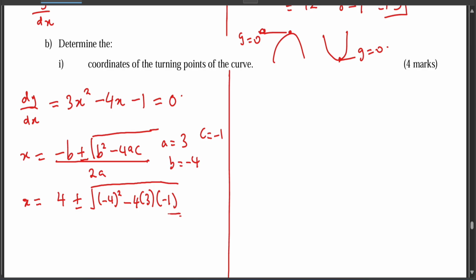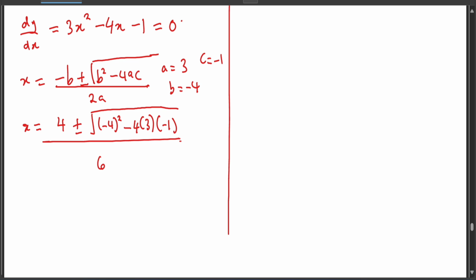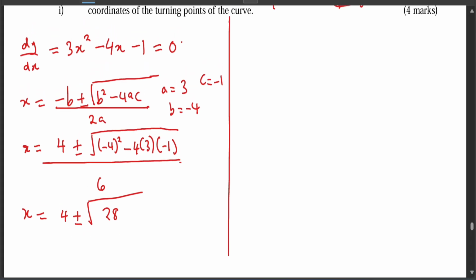So divide by 2a, which is 2 times 3. Eventually it gives you 6. So x is equal to 4 plus or minus, so negative 4 squared minus 4 times 3 times negative 1. So it's square root of 28 divided by 6.